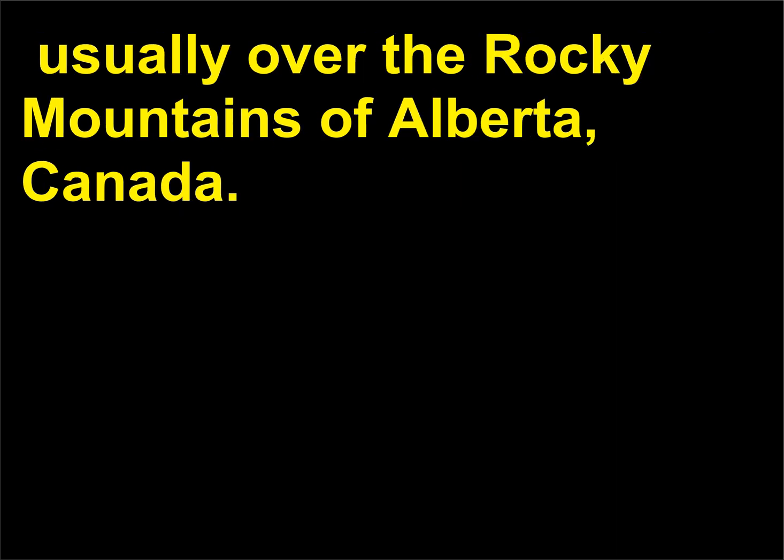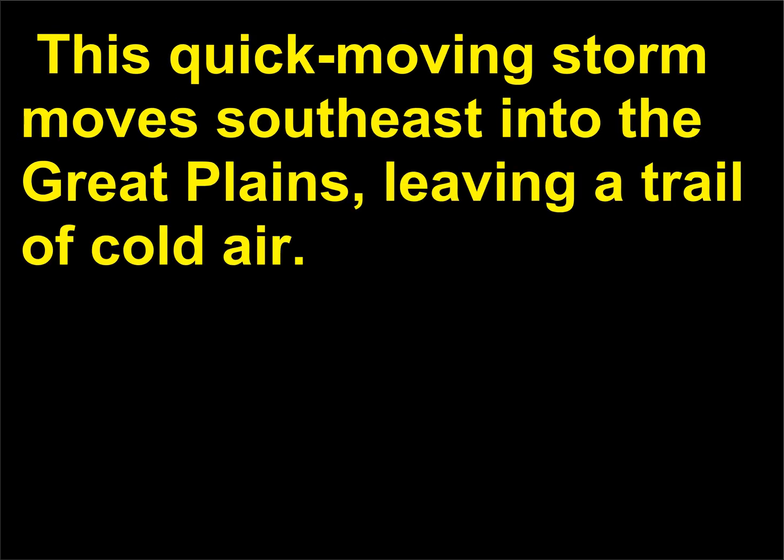What is an Alberta clipper? An Alberta clipper is a little gyrating storm that develops on the Pacific front, usually over the Rocky Mountains of Alberta, Canada. This quick-moving storm moves southeast into the Great Plains, leaving a trail of cold air.